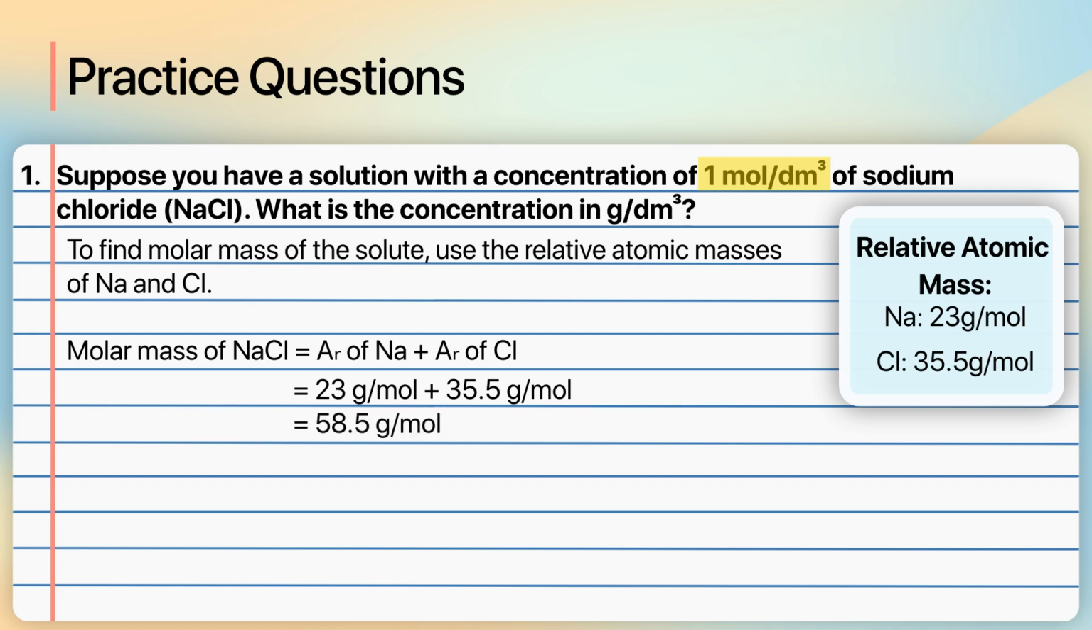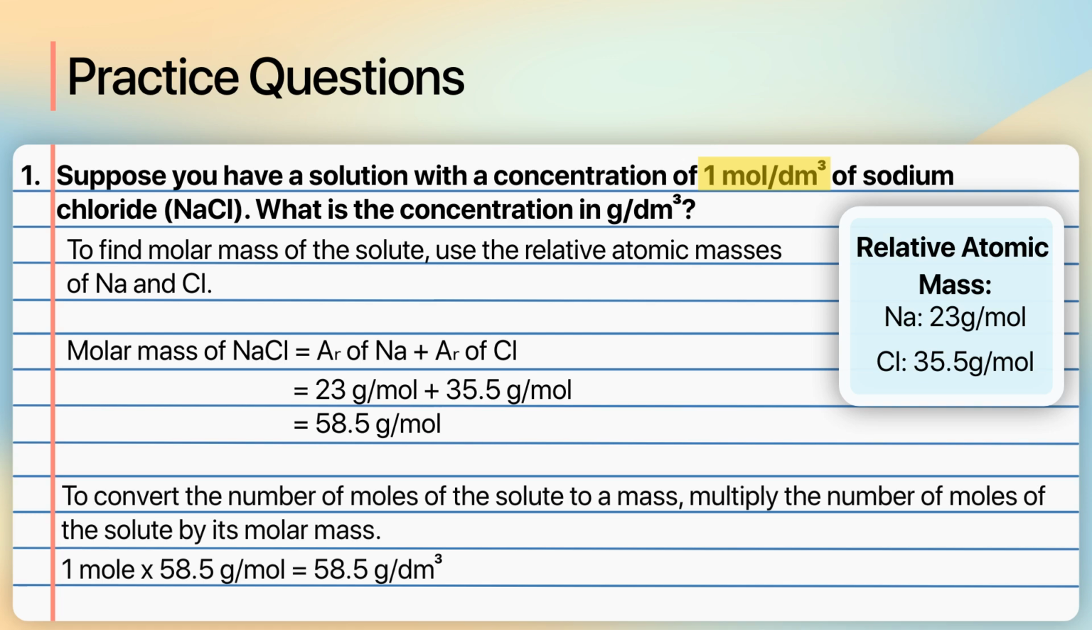grams per mole. To convert the number of moles of the solute to a mass, multiply the number of moles of the solute by its molar mass. The mass of sodium chloride per decimeter cubed is 1 mole multiplied by 58.5 grams per mole to get 58.5 grams per decimeter cubed. So, a solution with 1 mole per decimeter cubed of NaCl has a concentration of 58.5 grams per decimeter cubed.